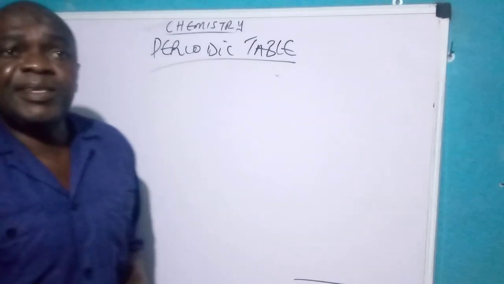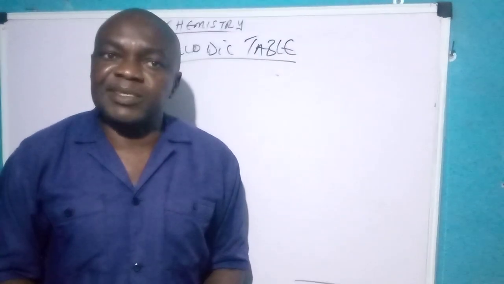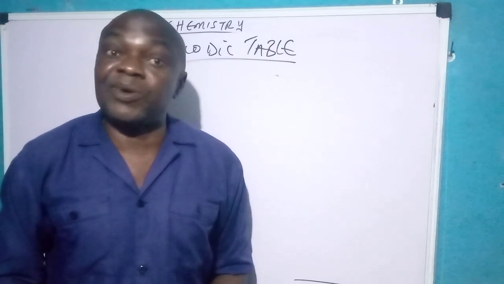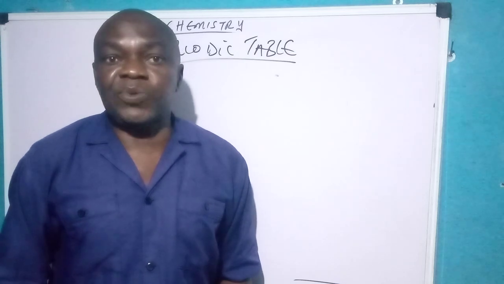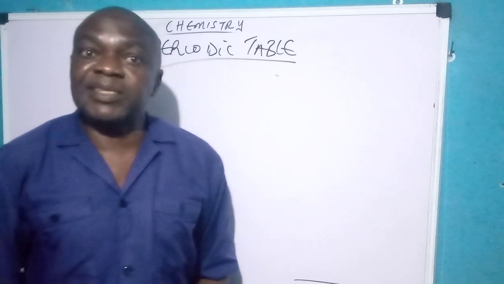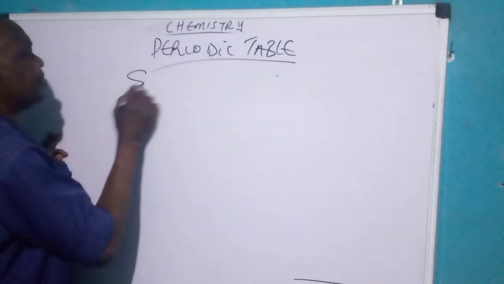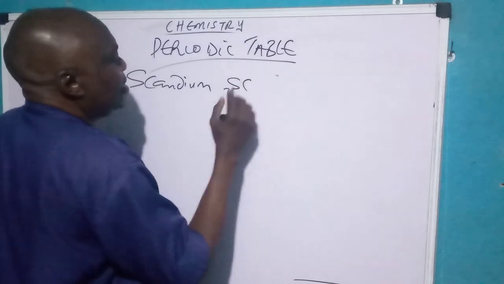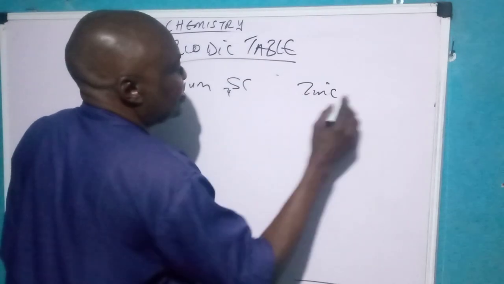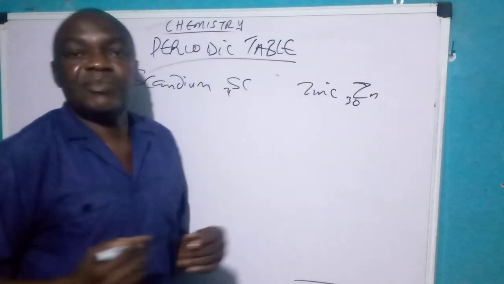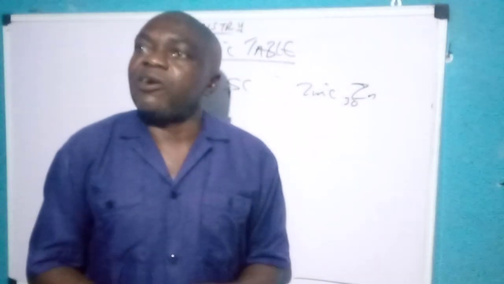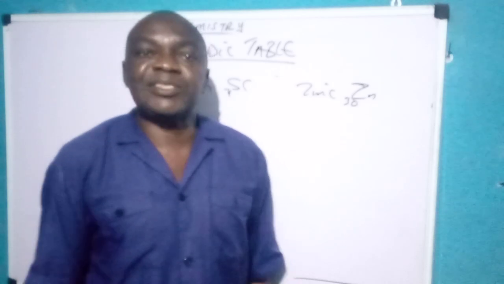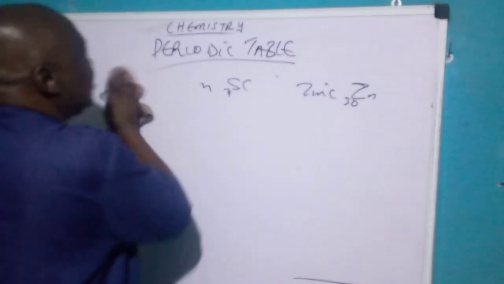Now, in between group 2 and 3, we have what is called transition elements. The transition elements start from the first transition series, from 21 and end at number 30. So the first one is scandium, which is 21, and the last one is zinc, which is 30 by their atomic number. All these elements between 21 and 30 are known as transition elements or metals.